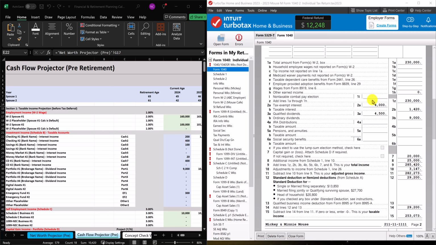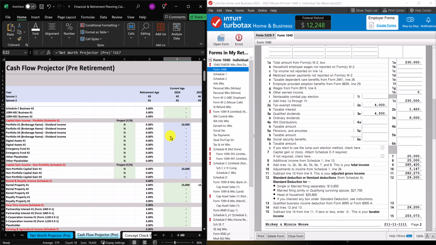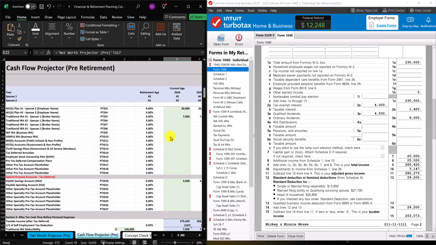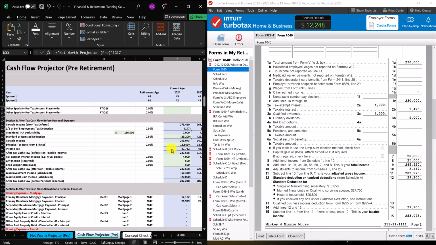For federal income tax purposes, this is a reported but not a taxed item. And for our purposes over here, we're actually going to see that if I scroll all the way down past the tax calculation, you are going to see that right here. Here's the $4,000 of tax-exempt interest. That is an item that increases our cash flow, but it does not get taxed, so we have to put it down here after the tax calculation.